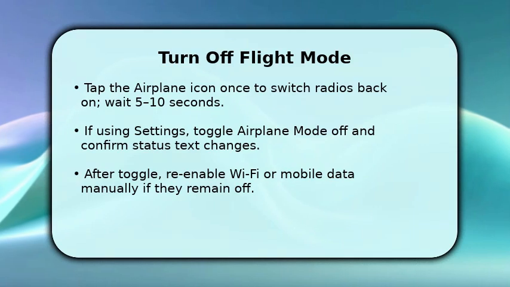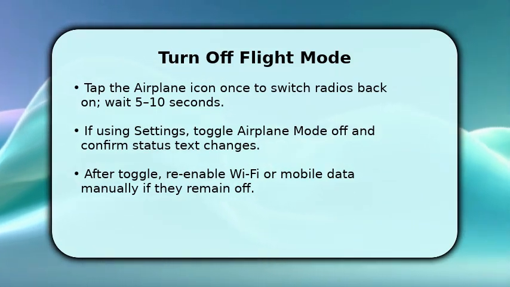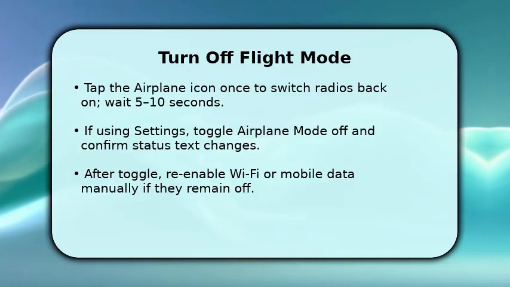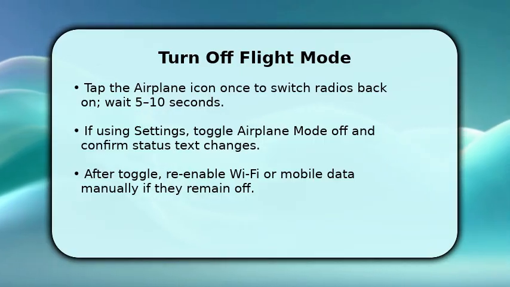Now toggle flight mode off by tapping the airplane icon. You'll often see cellular and Wi-Fi icons return after 5 to 10 seconds. If you use Settings, flip the switch and watch the status text change from on to off to confirm.